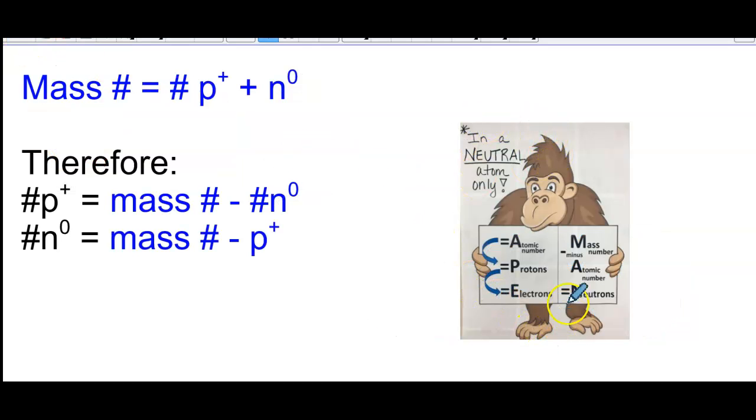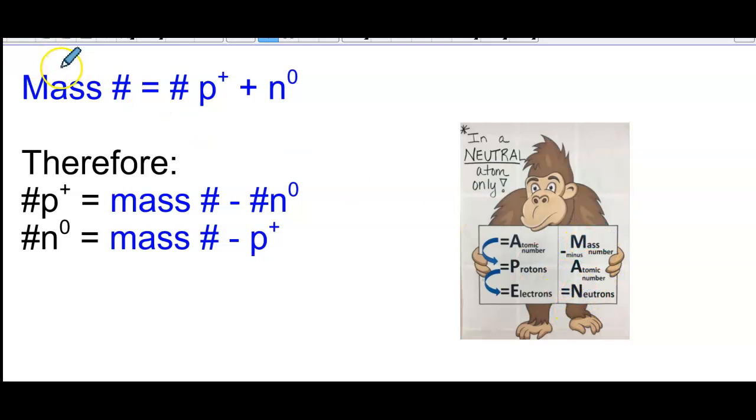So this is an image to help you remember APE. Remember, APE was atomic number, protons, and electrons. Remember that atomic number is the same as protons. Also, the mass number minus the atomic number equals neutrons. Mass number minus the atomic number gives you the neutrons.